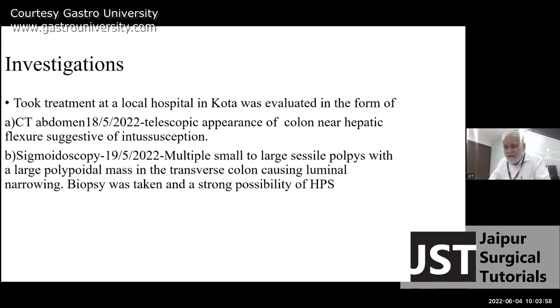I think we've already reached 10, so we will have to stop. But I think it was a good clinical discussion. I was thinking that we'll go into FAP and HNPCC, but time doesn't permit. Maybe we can have another session on that. But I think it was a good clinical discussion.